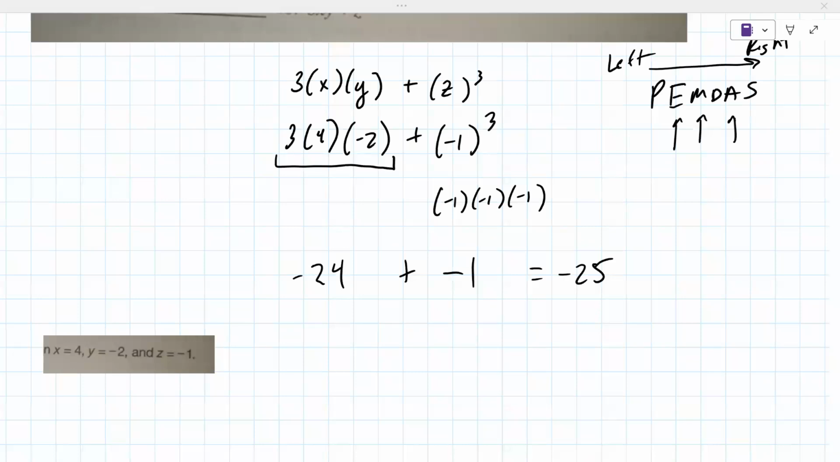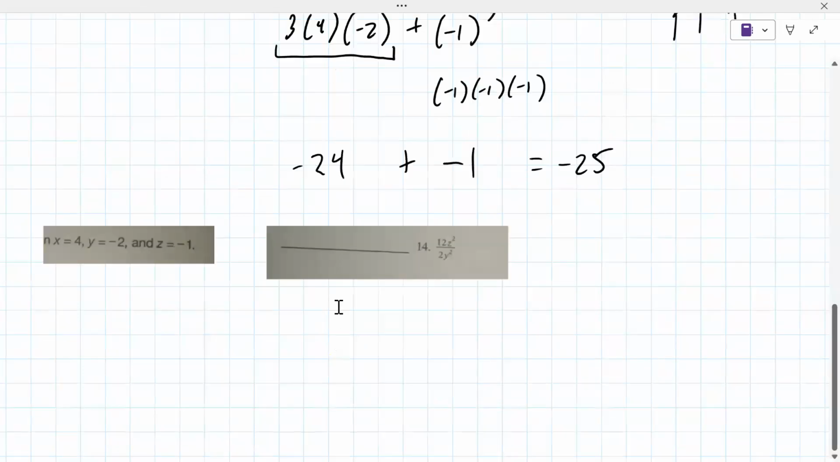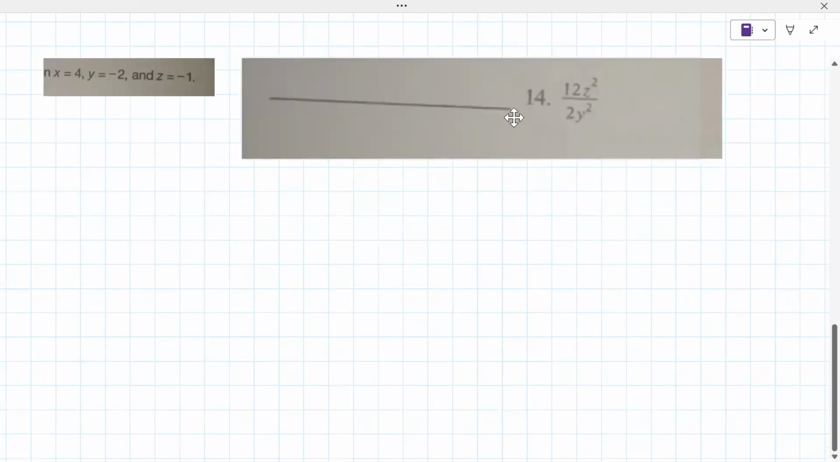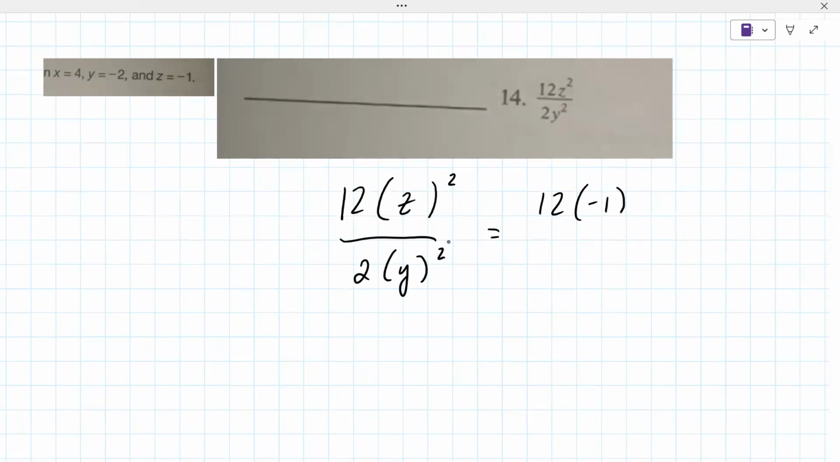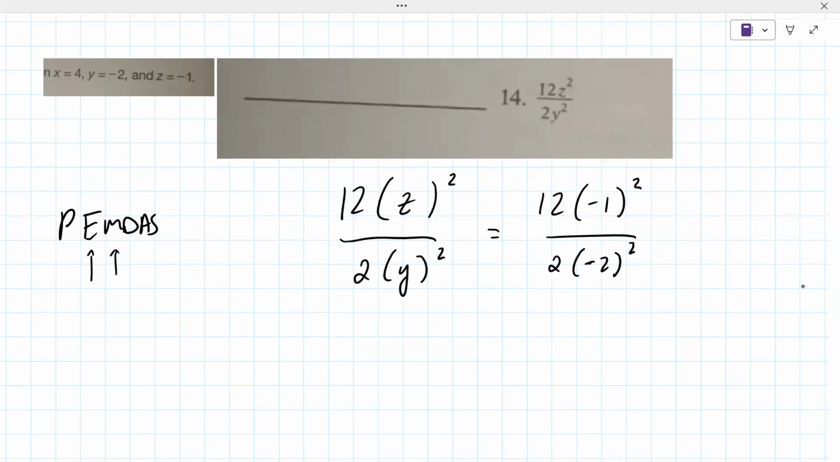All right, so same numbers, but different expression. Again, you really want to write it as if the variable itself is in parentheses, 2 parentheses y squared, just the variable, not anything else. So this is 12 times -1 squared over 2 times -2 squared. So this time, order of operations, you have exponents, multiplication, and division. Which do you do first?